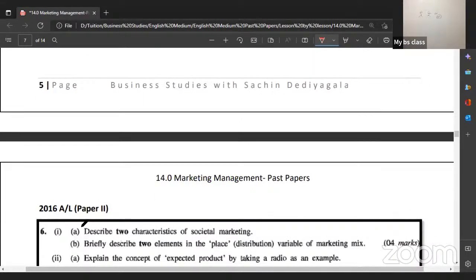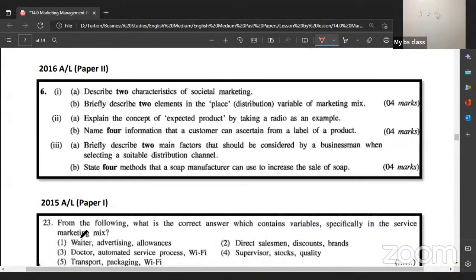Right, so I hope you did well with the 2016 part 1. And let's move to part 2, where they have around 12 marks allocated, quite a good number of marks. Describe 2 characteristics of social marketing. The social marketing, 3-factor marketing. You think about the company, you think about the consumer, and you think about the society, right?